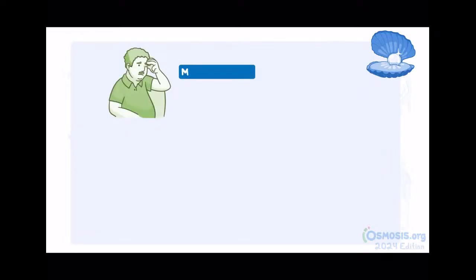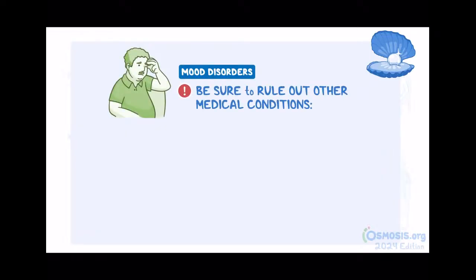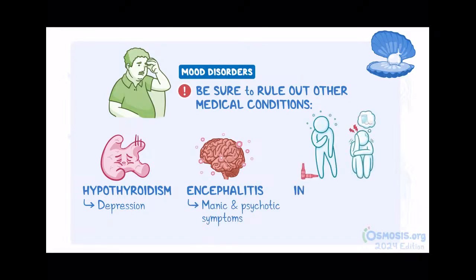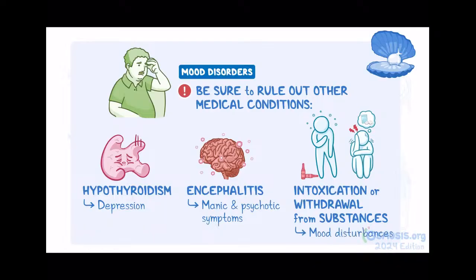Now, here's a clinical pearl to keep in mind. When assessing patients with mood disorders, be sure to rule out other medical conditions as potential causes of mood changes. For example, hypothyroidism can contribute to depression, while encephalitis can result in manic and psychotic symptoms. Additionally, intoxication or withdrawal from substances such as alcohol, cocaine, amphetamines, opioids, and benzodiazepines can also lead to mood disturbances.